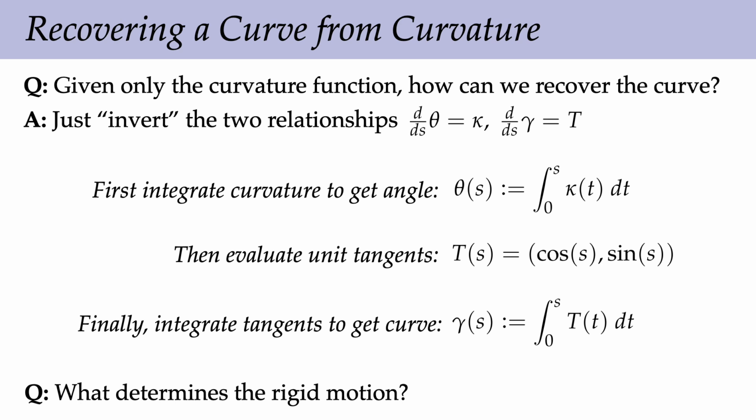Well, hopefully if you were paying attention in calculus class, you know there are these constants of integration. Right? When I integrate, I should add plus c. In this case, we have two integrals, and the constant for the first integral is just some initial angle, let's say theta naught, that determines the rotation. The constant for the second integral is some initial position, let's say gamma naught, that determines the translation, where we start walking from.